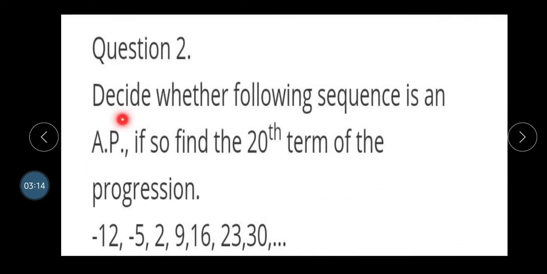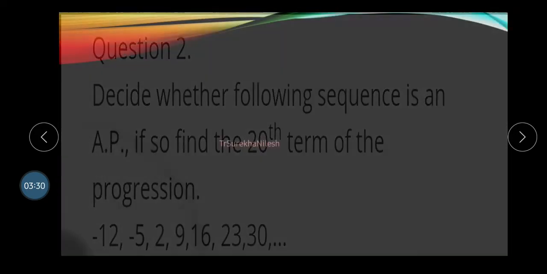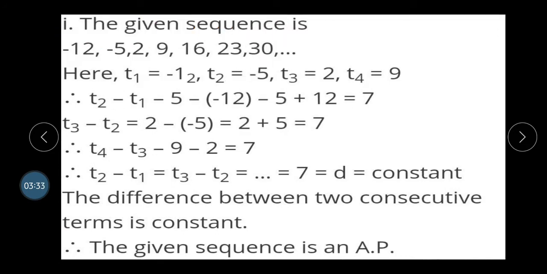Question 2. Decide whether the following sequence is an AP. If so, find the 20th term of the progression. First we need to decide, students, whether this sequence is an AP. If it is an AP, we need to find the 20th term. Let's start. The given sequence is minus 12, minus 5, 2, 9, 16, 23, 30. Your T1 is minus 12, T2 is minus 5, T3 is 2, T4 is 9, and so on it goes.